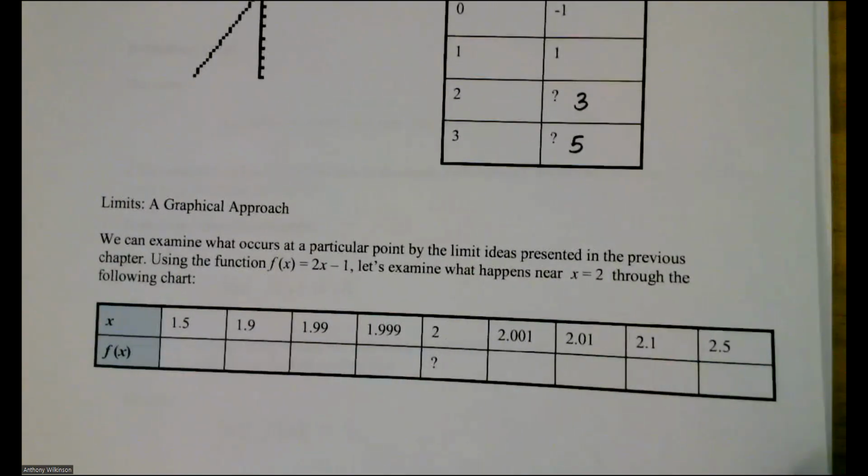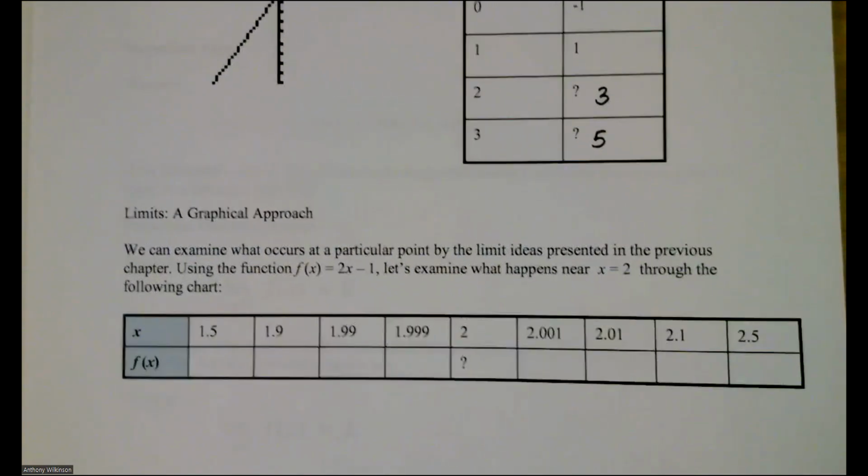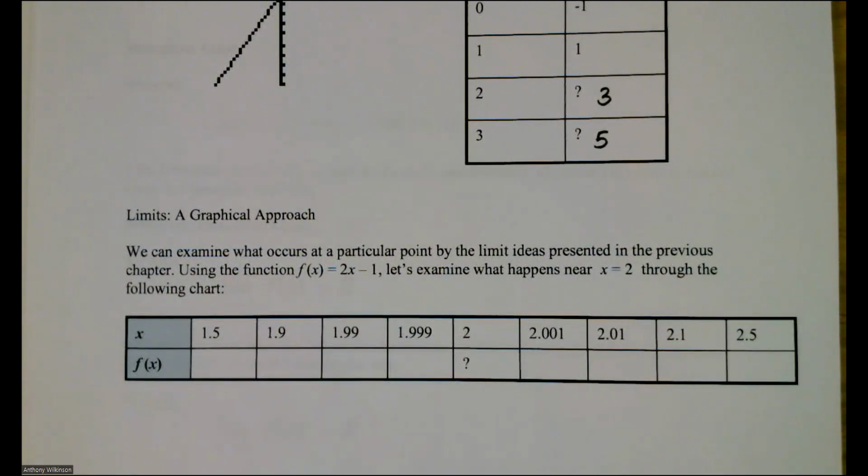All right, now let's look at limits, because this is the first thing we're talking about in chapter 2. Let's look at a graphical approach of finding the limit. Here, we can examine what occurs at a particular point by the limit ideas presented in the other chapter. Using the function f of x equal to 2x minus 1, we can examine what's going to happen near x equals 2 through this chart.